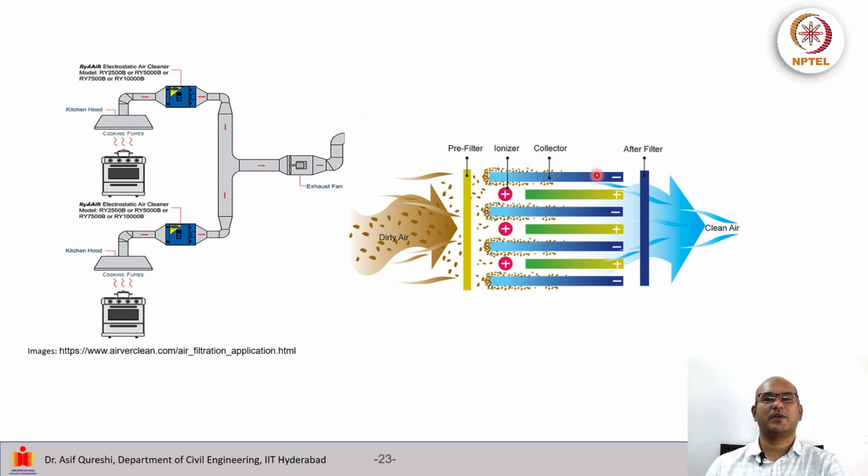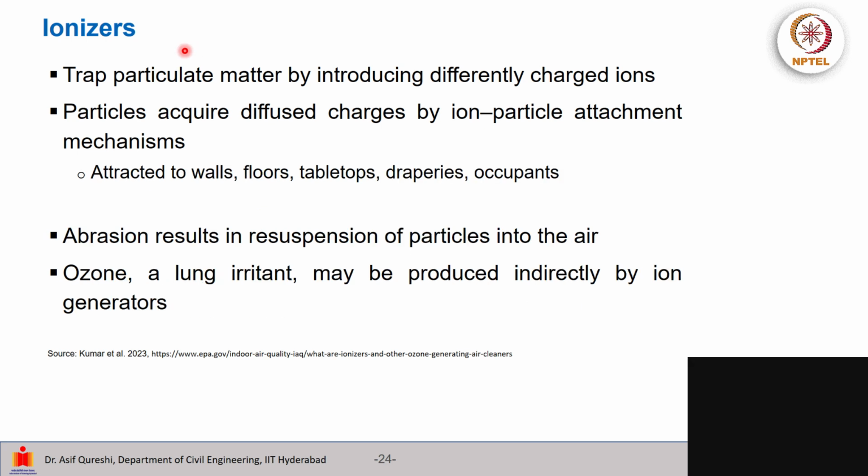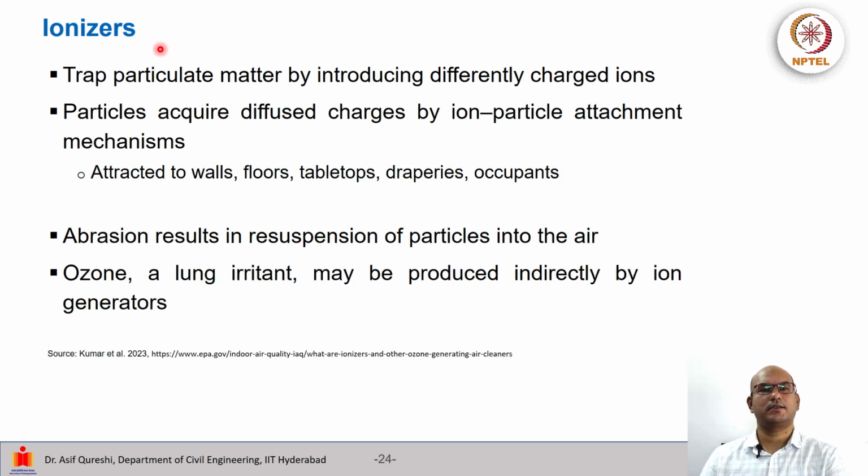So here positive may collect on negative plates, or sometimes in an electrostatic precipitator negatives collect on positive plates, depending on the design and requirement. Then the air is passed through another filter to make sure there are no remaining particles, and then much cleaner air can pass through. Then we have the ionizers that trap particulate matter by introducing differently charged ions.